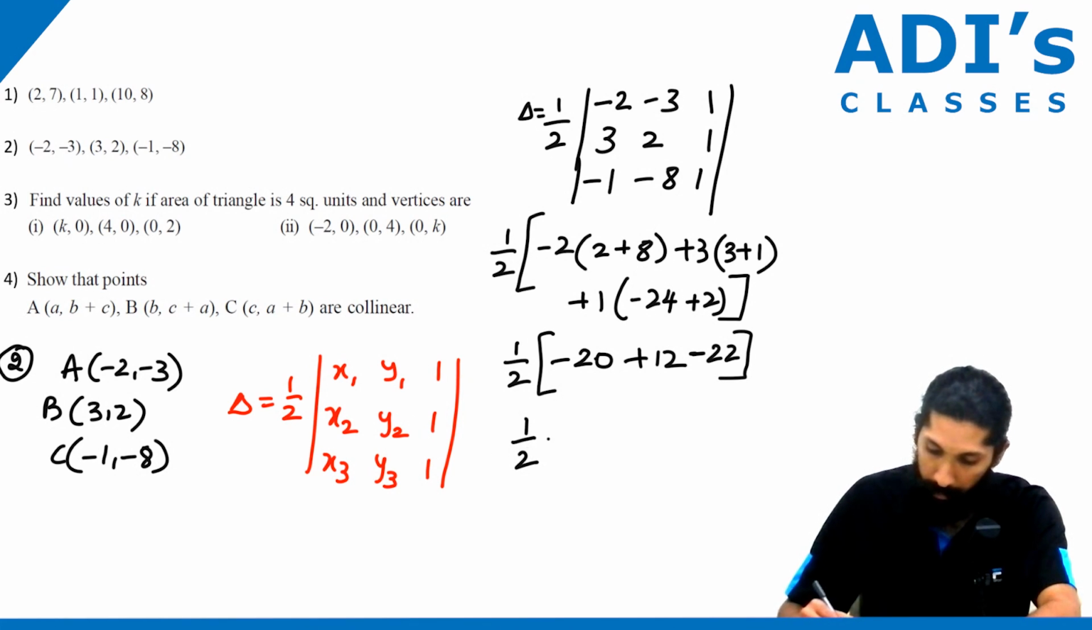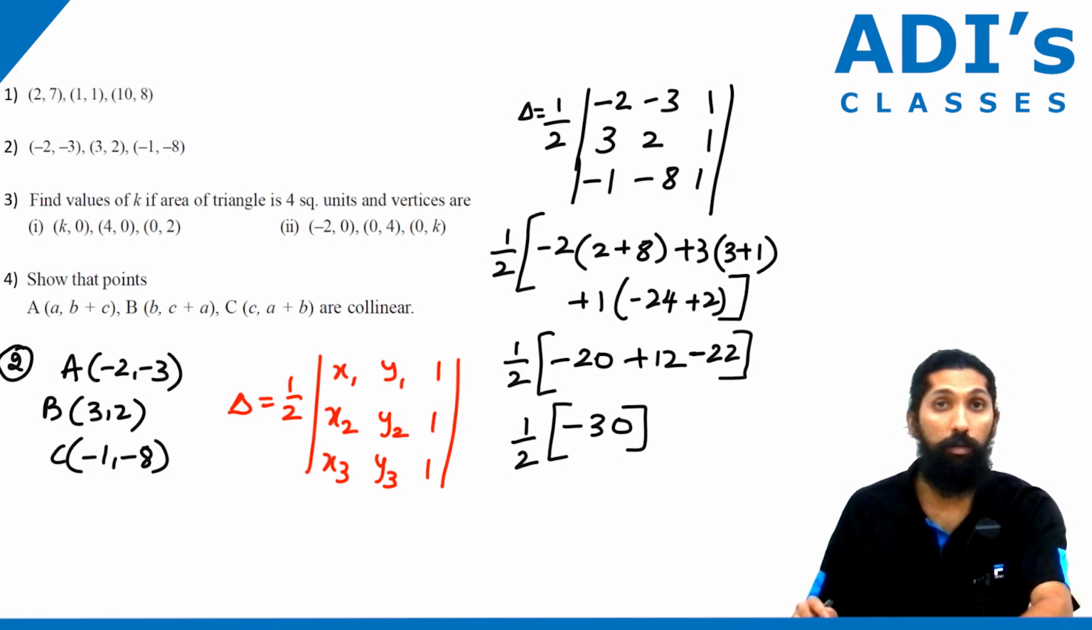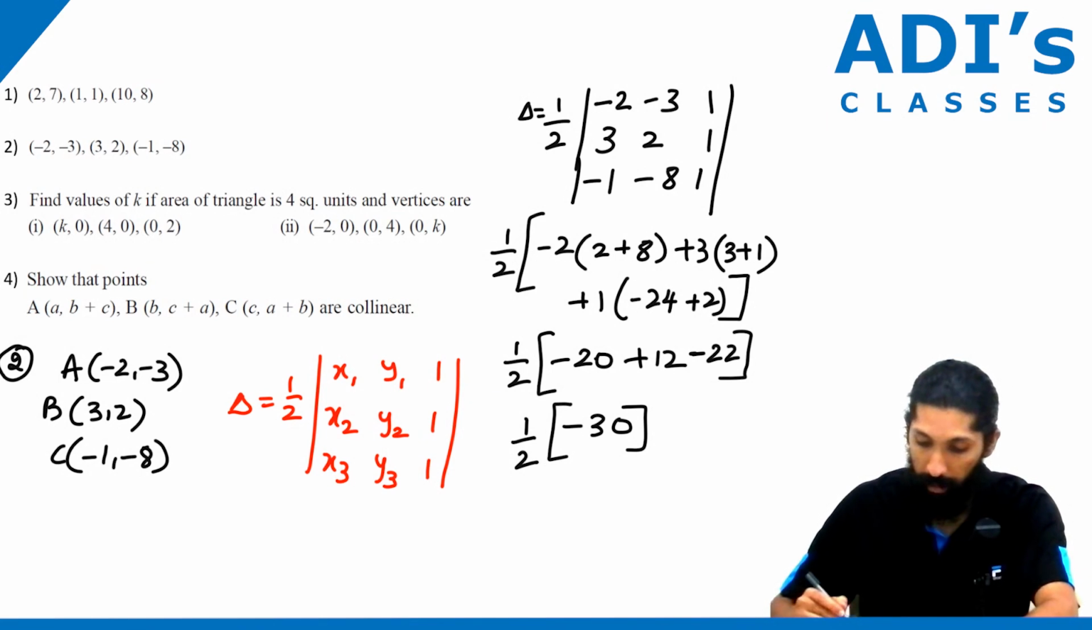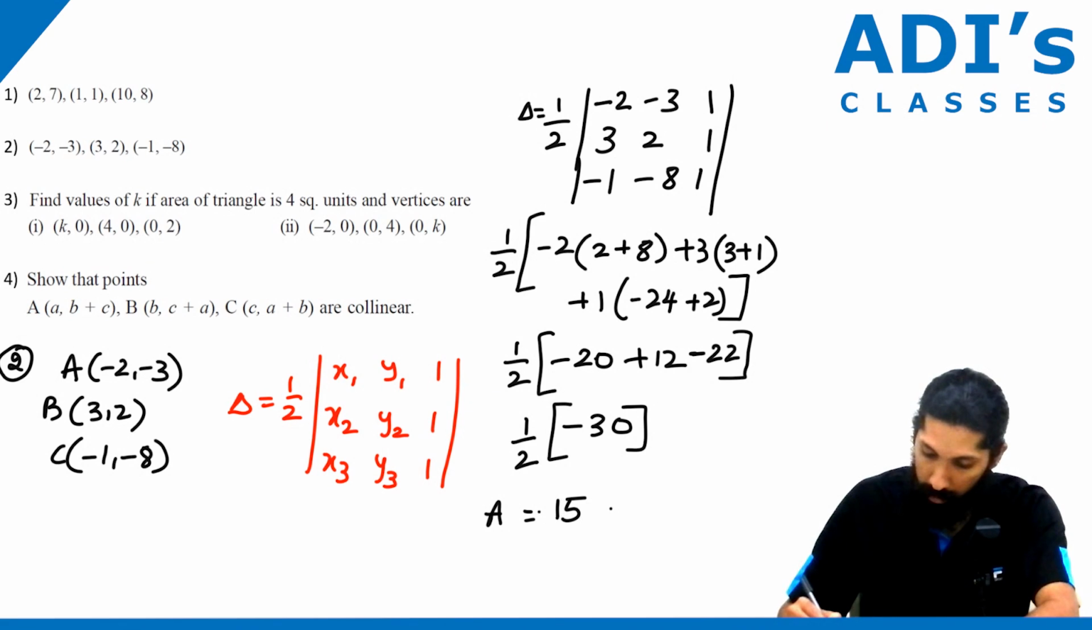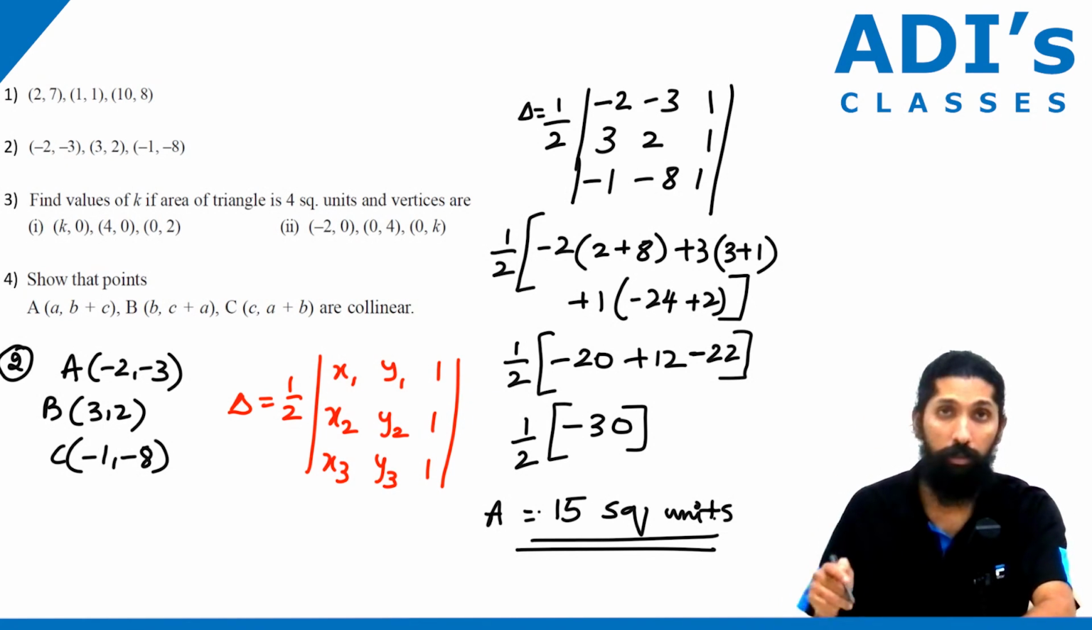So half into, here see you have 12 minus 20 minus 22, correct? So minus 20 plus 12 is minus 8, minus 8 minus 22 is minus 30. But then again, I told you area can never be negative. So we just take the modulus of it. So final answer, that means area is equal to 15 square units. This is going to be the answer for the second question. Let's do the third one now.